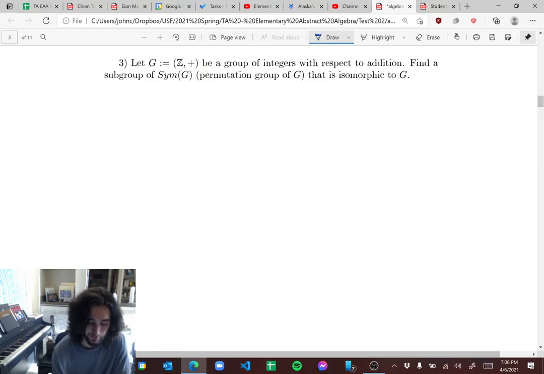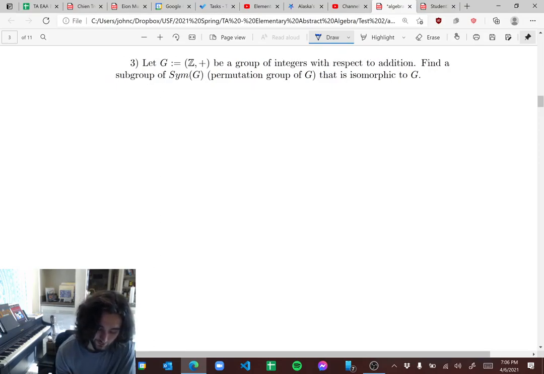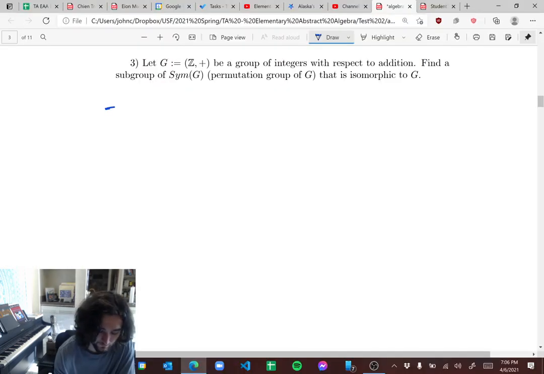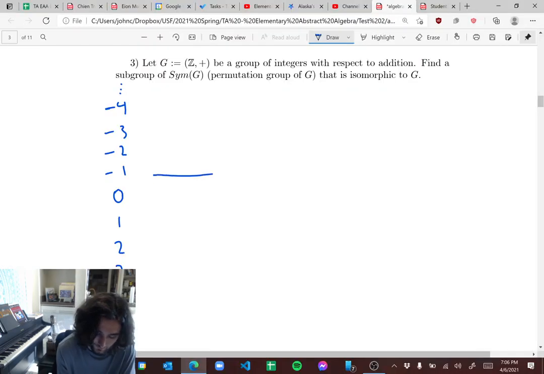So the idea is you've got your integers over here. Of course, it goes on forever in both directions. And then you have your function phi. Man, this is really struggling now, sorry.